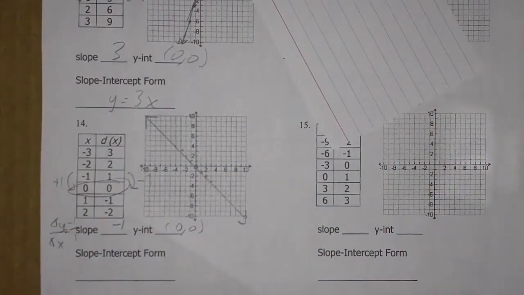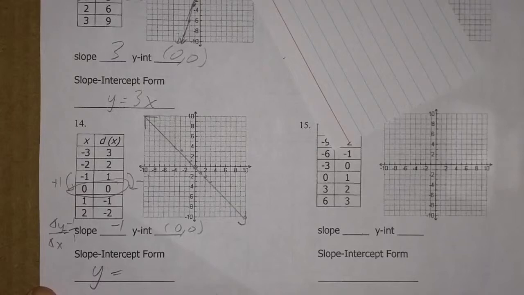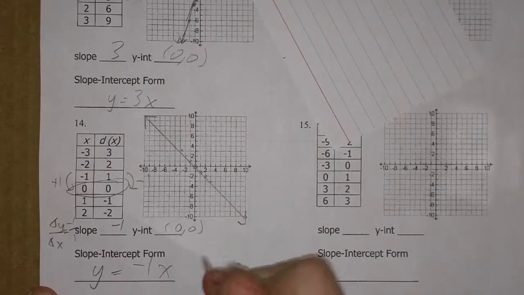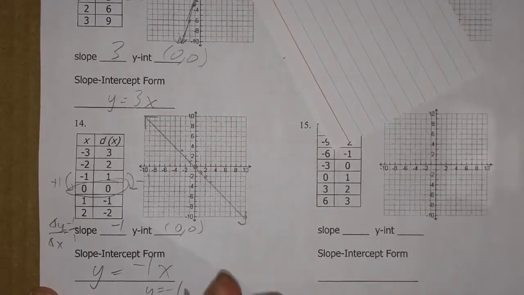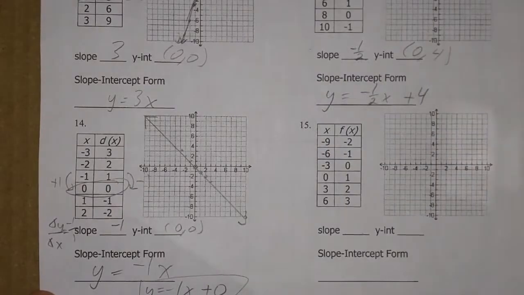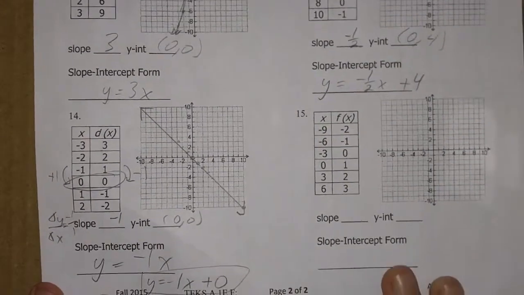That'll work. So in slope-intercept form, y equals our slope, negative 1, x plus b. So I could write plus 0. Okay, I could write that, or I could just write that, not write the plus 0 in the end.